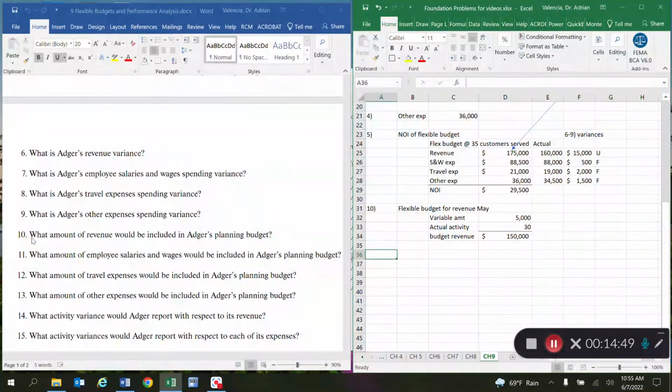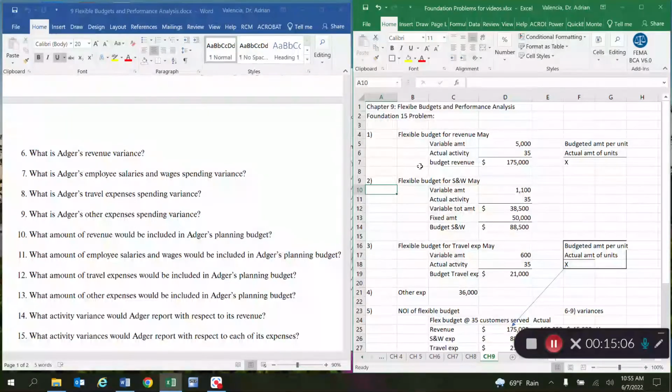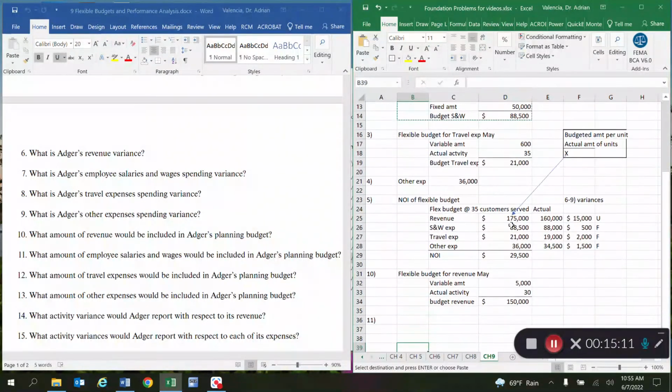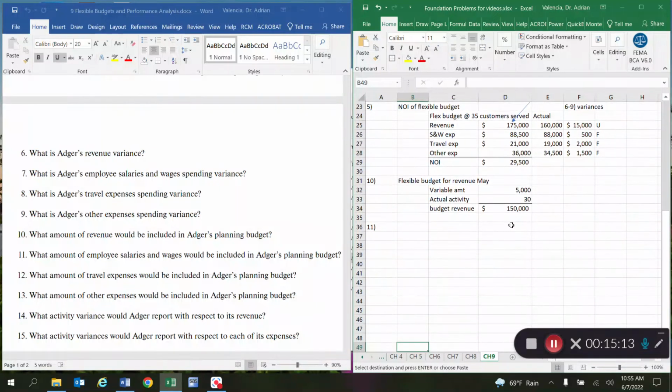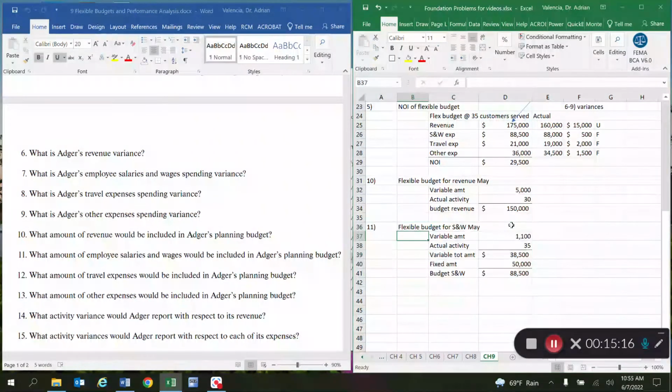And I think the next 4 questions are asking the same thing for the other components: salaries and wages, travel, and others for the planning budget. So they're all going to be based on 30 hours. Okay, so I'm going to do 11 here. Let me copy this here. So 11 is regarding salaries and wages. So it's still 1,100 per employee, but it's not based on 35, it's based on 30.